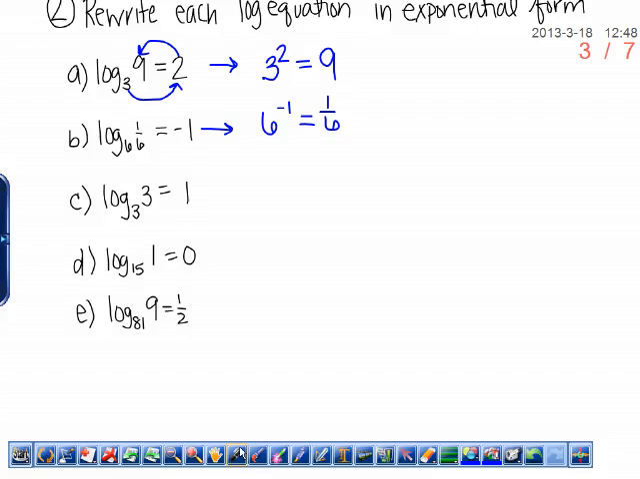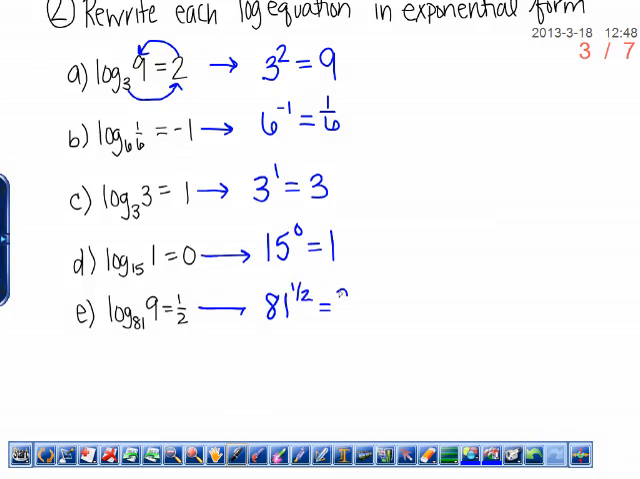Okay. Rod, how did you rewrite C? 3 to the power of 1 equals 3. Good. Dorian, how about D? 15 to the 0 power equals 1. Okay. And Colin, how about E? 81 to the 1/2 power equals 9. Are all of those true statements? Yeah, those are all true equations.